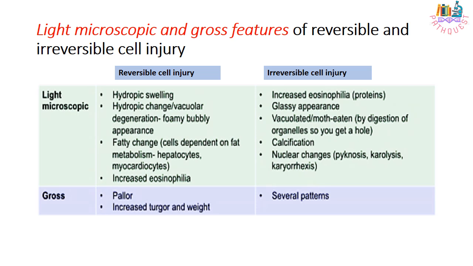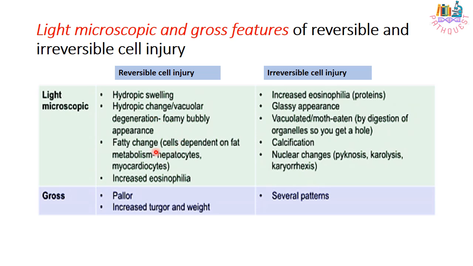Now let's see light microscopic and gross features of reversible and irreversible cell injury. In light microscopic features of reversible cell injury, there is hydropic swelling of the cell, that is, there is accumulation of water inside the cell resulting in swelling of the cell. Then there may be vacuolar degeneration or foamy bubbly appearance of the cell.